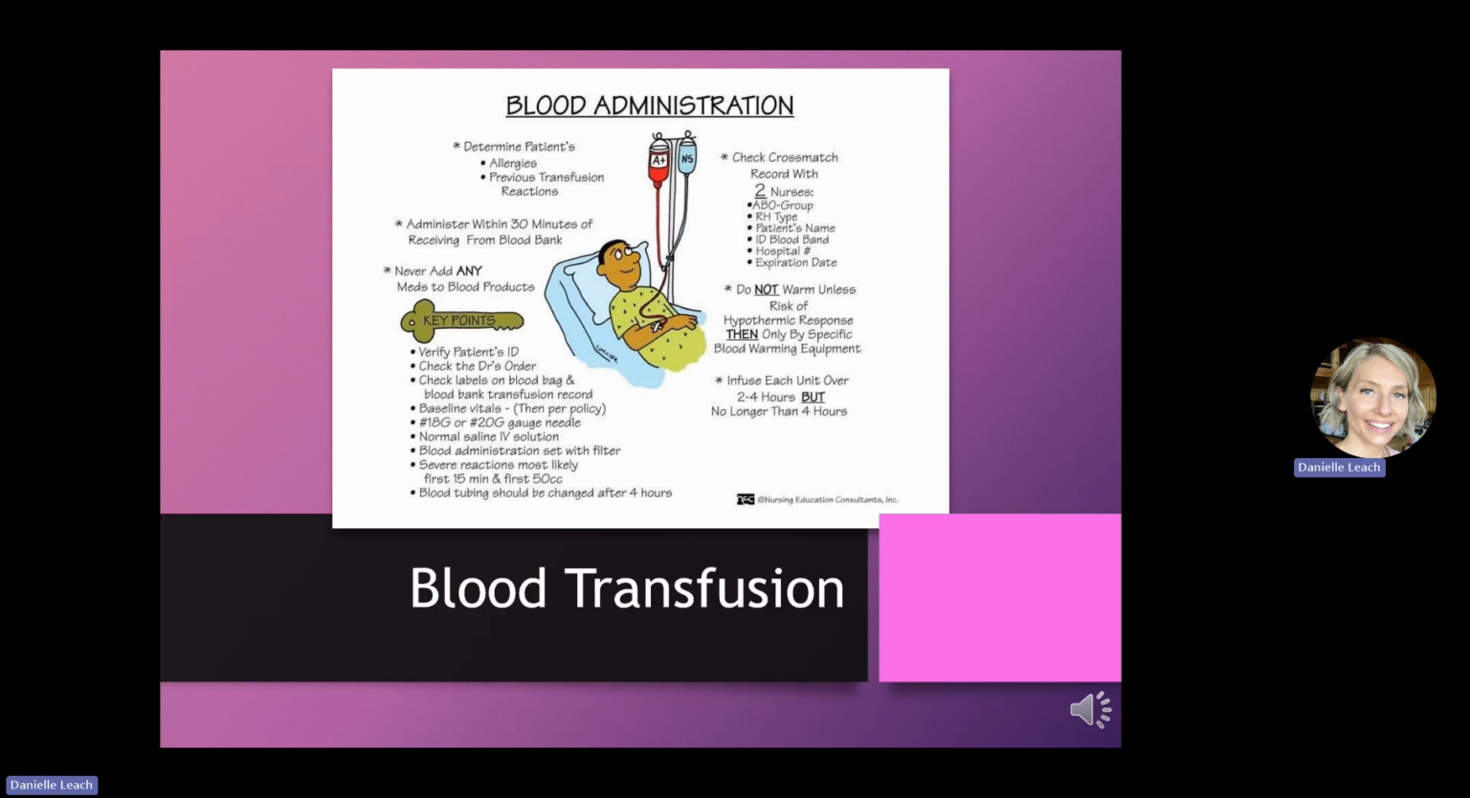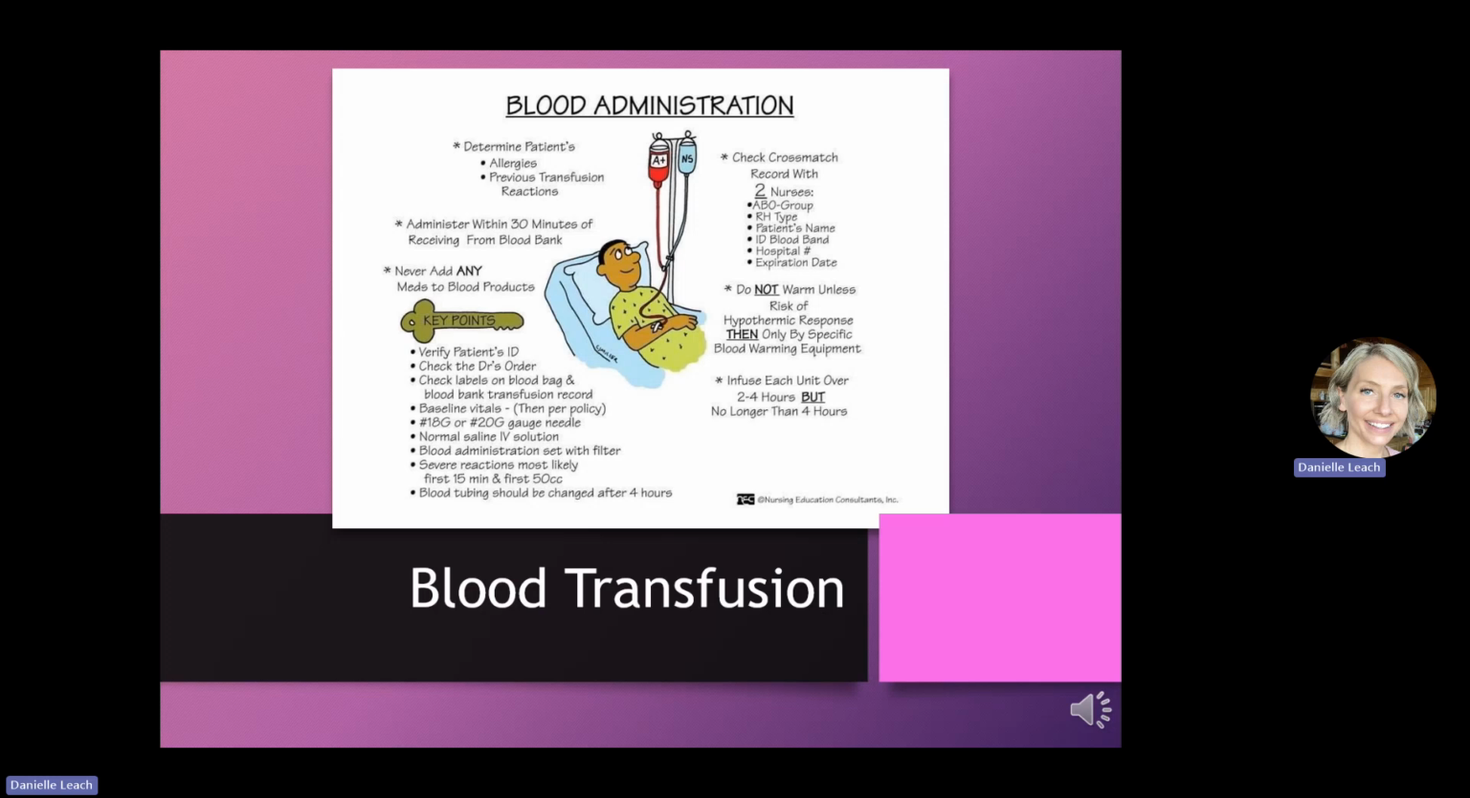And then once we obtain the actual blood product, we need to administer it within 30 minutes of receiving it. Otherwise, if we can't within that time, we need to send it back. And then we need to check basically everything that's on the outside of the blood product bag. So, of course, the patient's name, date of birth, the ABO group, the Rh type, their blood band ID number, the expiration date, basically everything that's on it we need to check.